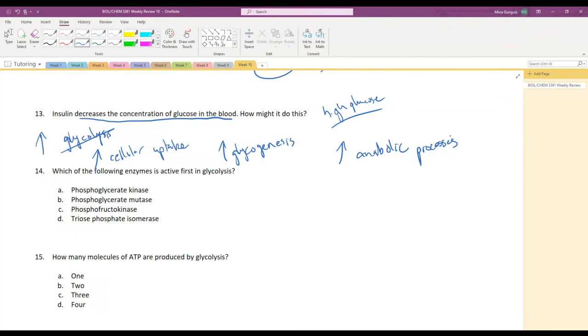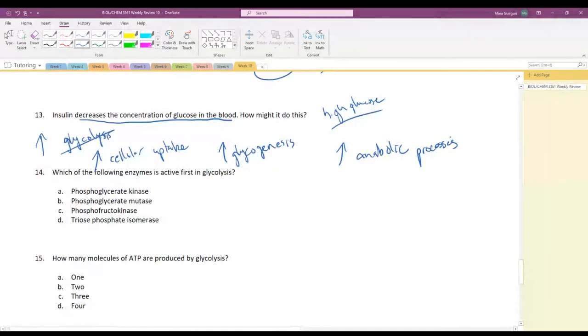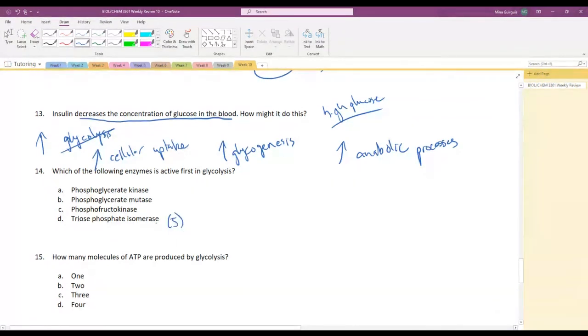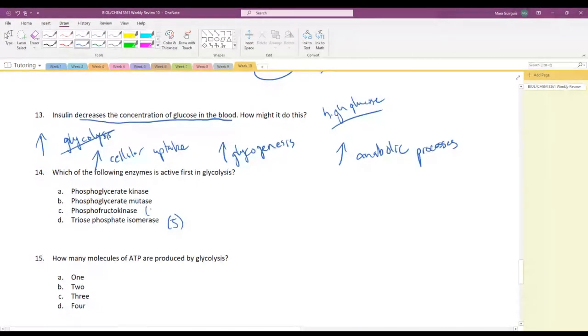Okay, which of the following enzymes is active first in glycolysis? So this is a memory question. I know that during this entire workshop I've been referring back to that diagram for convenience. But we do have to memorize the name of every reagent, every enzyme, and the order of the reactions. So for this one, I'm going to tell you guys, let's see. Okay, so the isomerase, that's after the cleavage, that's reaction 5. Phosphofructokinase, that's reaction 3.